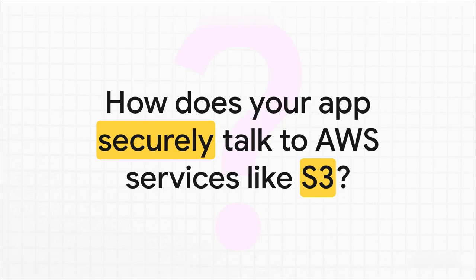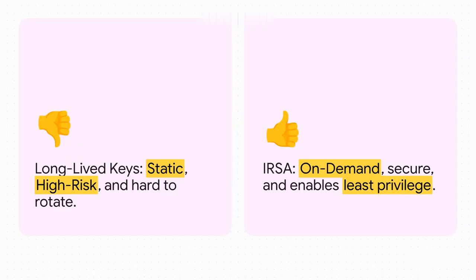For years, believe it or not, developers did this in a really, really insecure way, and that's what we need to avoid. So the old, bad way of doing things was to embed long-lived AWS access keys right into your application's code or as environment variables. This is a massive security risk. I mean, if those keys ever leak, an attacker basically has a permanent key to a part of your kingdom.